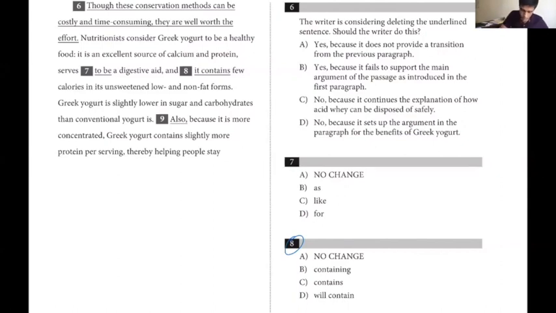It is incorrect. Containing does not even go with is or serves. It's the wrong tense. So it's not parallel, incorrect tense. This is correct. And again, will contain is not parallel in tense. So it is, it serves, it will contain, not parallel in tense. That's the error. Okay, so if you made the mistake, can you guys not see annotations?